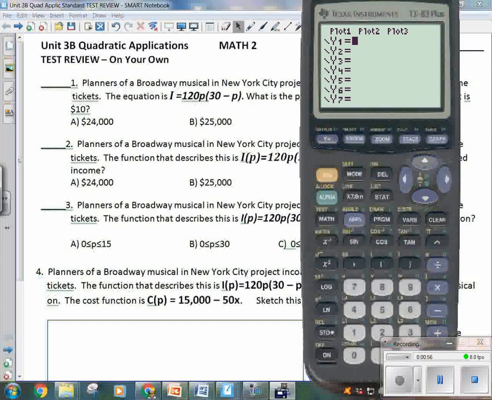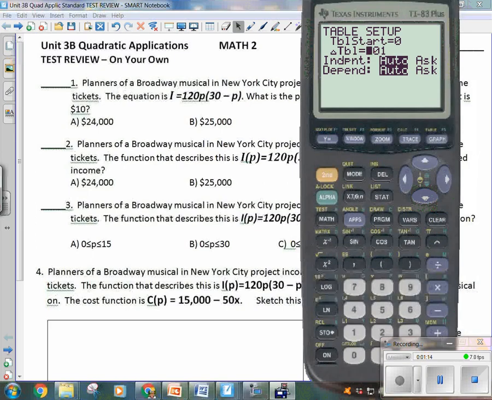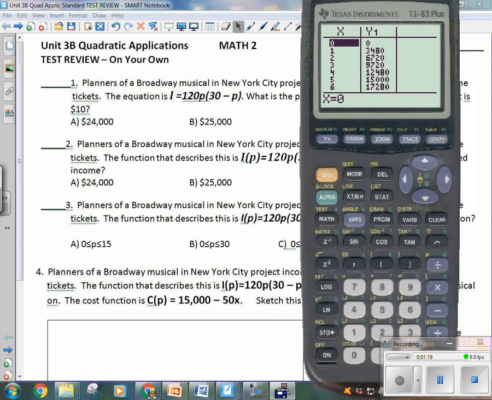All right, and then I'm going to use my table. So the thing that you want to do is go second, table set, and see where I'm starting. I want to start at 0, and I want to change it by ones because I had previously done something else. Now when I look at my table, what this says is if I charge $0 for a ticket, X, then I'm going to have 0 for Y, which is income. If I charge $1 for the ticket price X, then I'm going to have $34.80 in Y income. So we need to know that the X's are prices, Y is income.